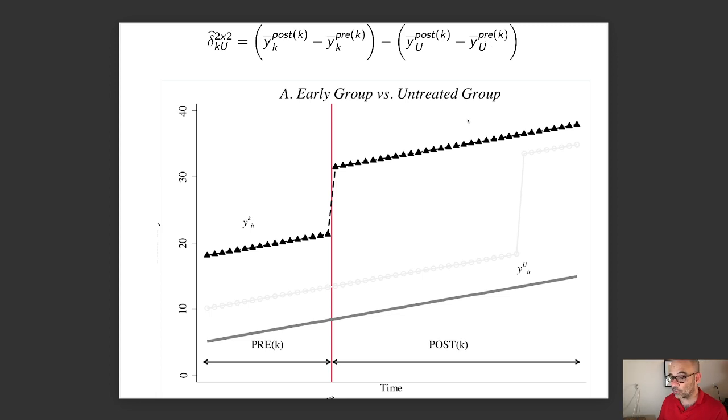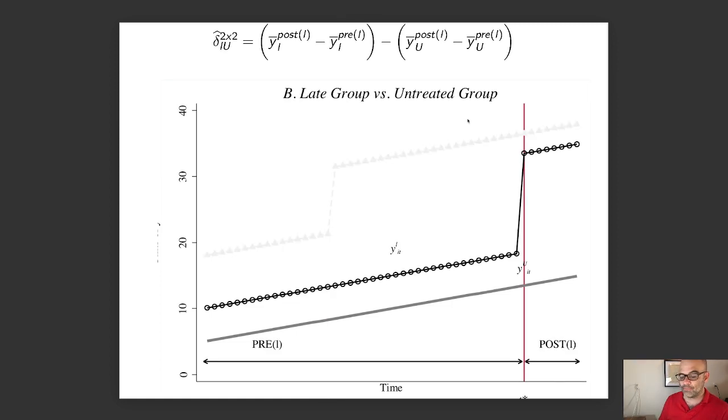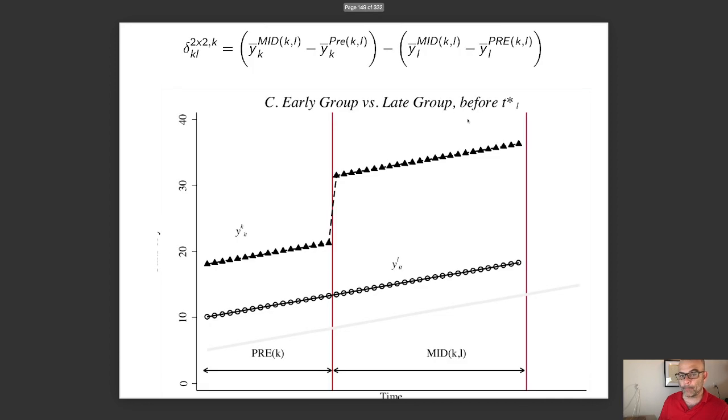Now these aren't causal, all right? 2x2s are not causal unless you can invoke assumptions, all right? So just keeping that in mind. Do the same thing there, before and after. Now we've got this K to L scenario, all right? Now what's going on here? This is a treatment group being compared to a, quote, not yet treated group.